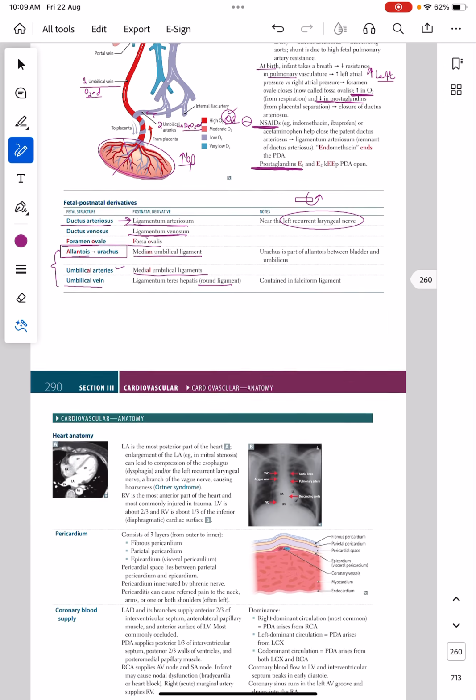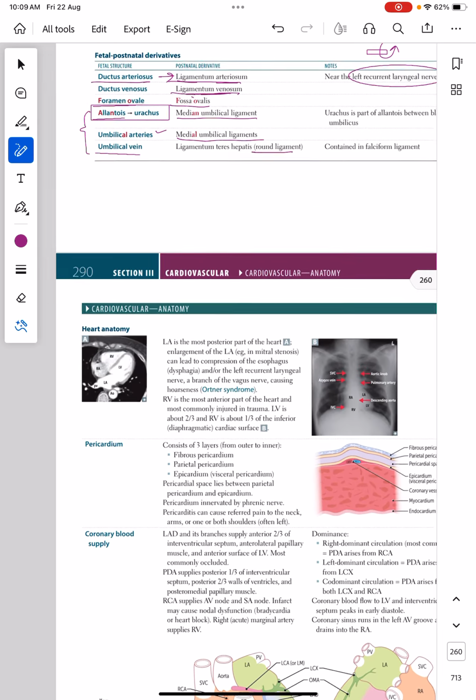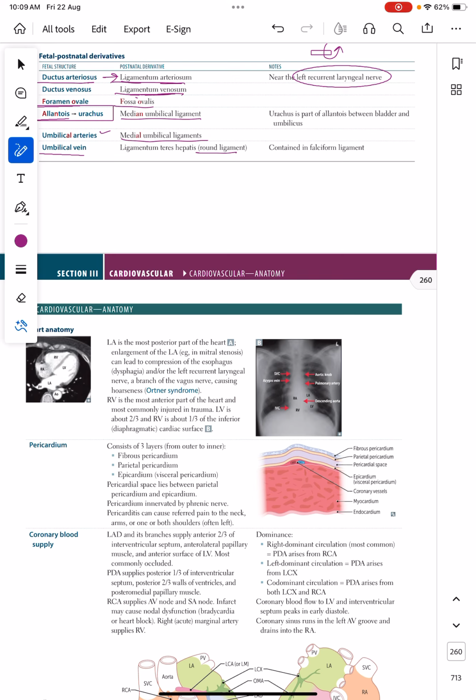Now a little bit about anatomy. This is not too much detailed anatomy, but just important points. Just look at this diagram. This is an echocardiographic diagram. You have studied in cardiac murmurs that we do a transesophageal echocardiogram and a transthoracic echocardiogram. So look at this chamber. This is the most posterior chamber of the heart.